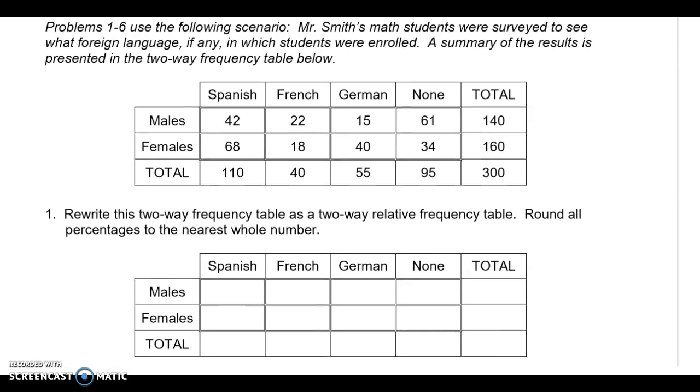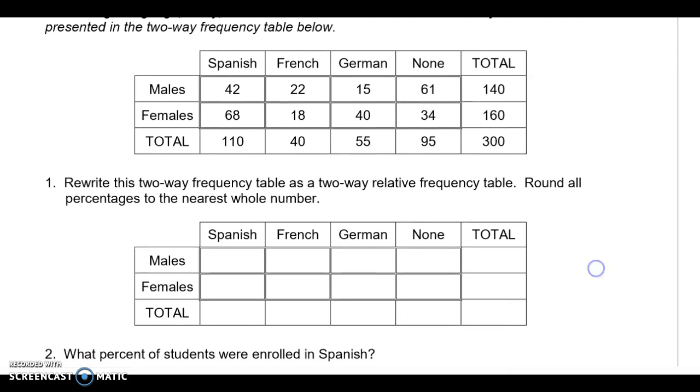So we have this one here. We've got comparing the number of males and females, and those taking Spanish, French, German, and no language. And we want to turn this into a relative frequency table. So again, I'm going to take each of these values in each of these boxes, and I'm going to divide by 300 because that's the total. So we want it relative to the entire. So to do the males who speak Spanish, we're going to do 42 divided by 300. And we end up getting 14%.